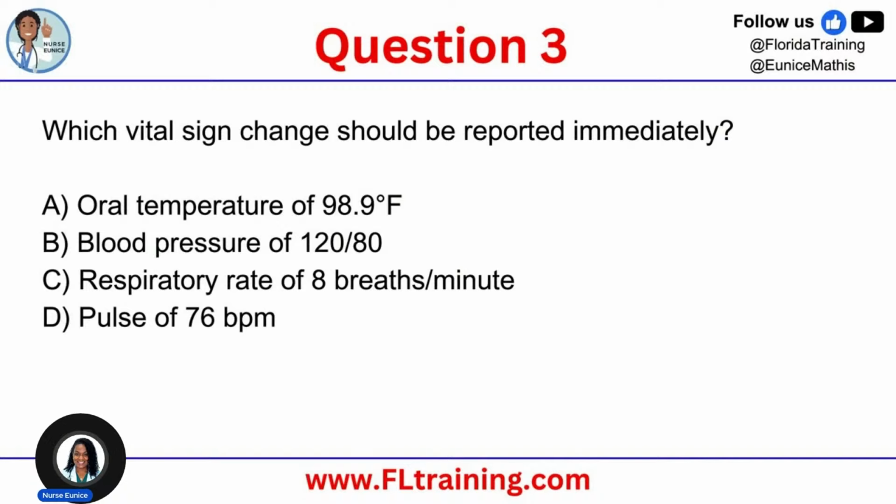All right. Question 3. Which vital sign change should be reported immediately? Thank you, Ms. Lane. Thank you, Tanaka. Is it going to be A, an oral temperature of 98.9, B, a blood pressure of 120/80, C, a respiratory rate of 8 breaths per minute, or D, a pulse of 76 BPM, which stands for beats per minute?